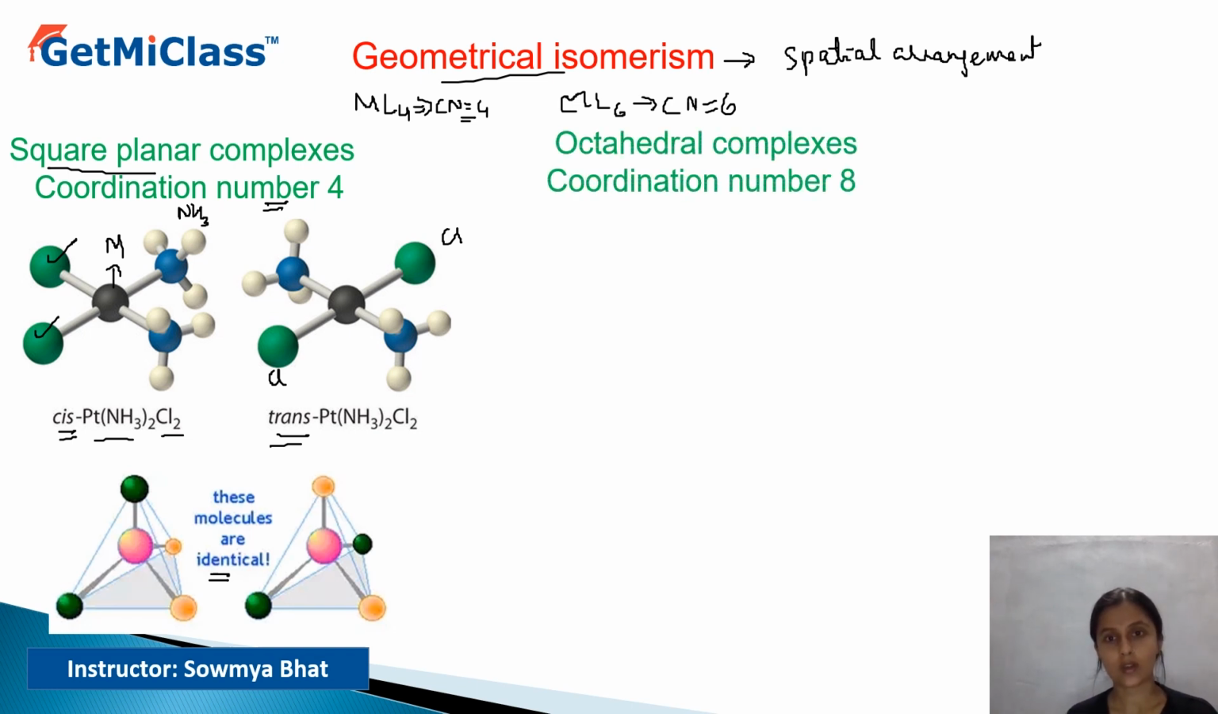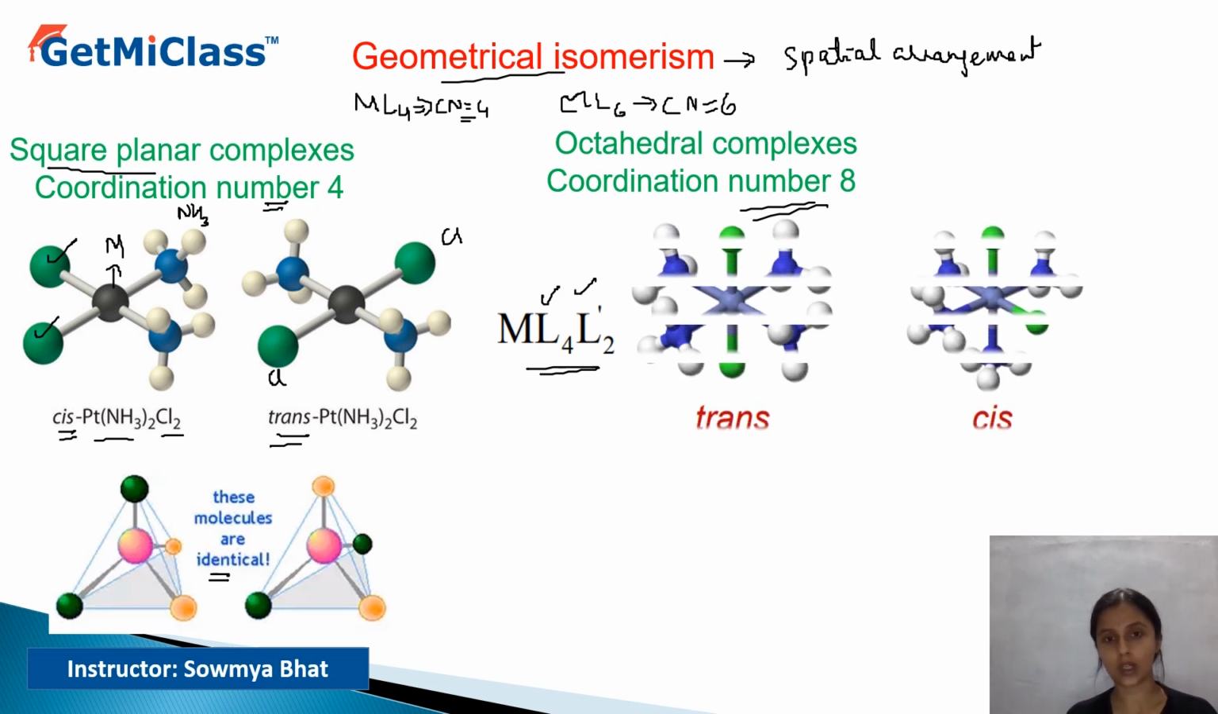If you consider the octahedral complex, its coordination number is equal to 6, you can expect two types of major complexes. One is ML4L2'. That means there are two types of ligands. One is 4 times, the other one is 2 times.